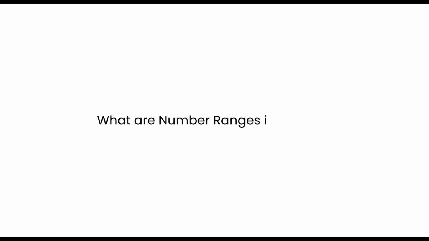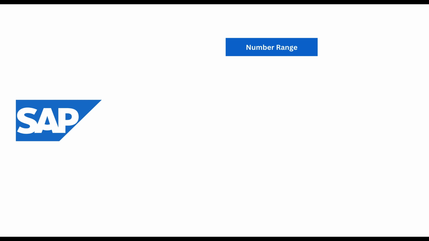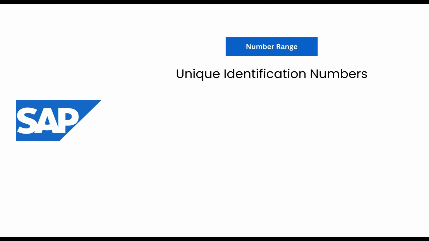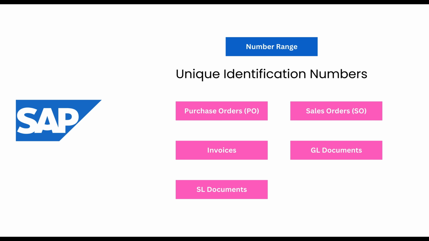What are number ranges in SAP CPI? If you come from an SAP background, you might already know what number ranges are. A number range is an object configuration in SAP or in SAP CPI to generate unique identification numbers to name objects. For example, in SAP, we have number ranges that we use to uniquely name purchase orders, sales orders, invoices, GL accounting numbers, and subledger accounting numbers. So we use these number ranges to uniquely give names to the objects in SAP.